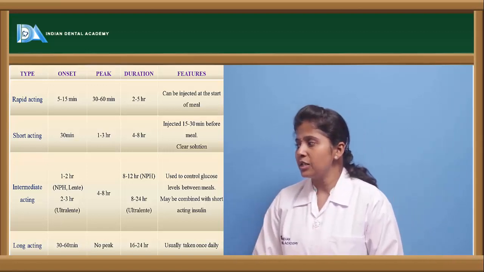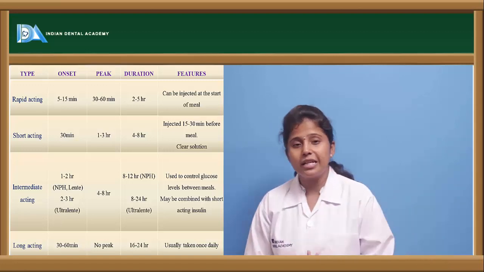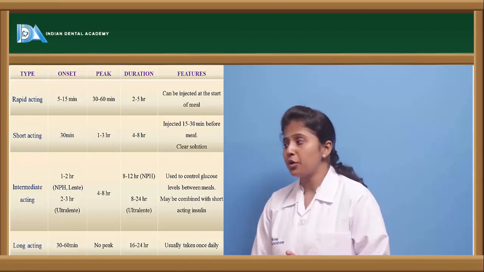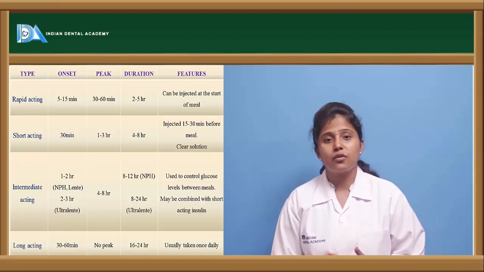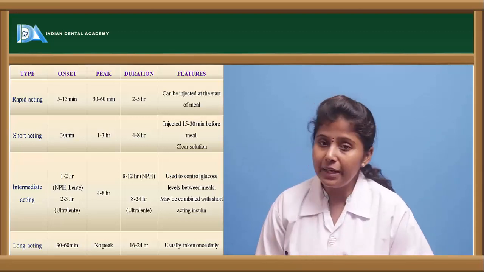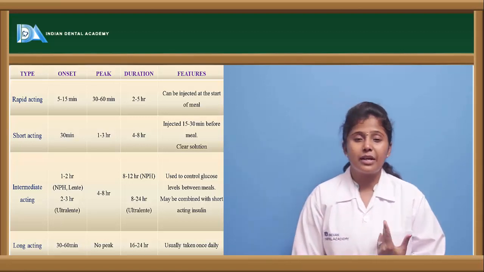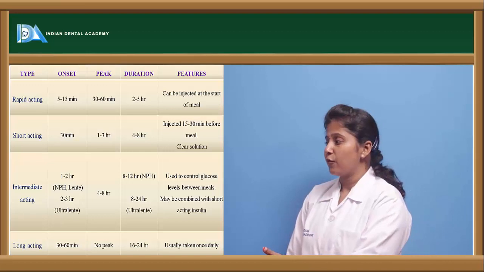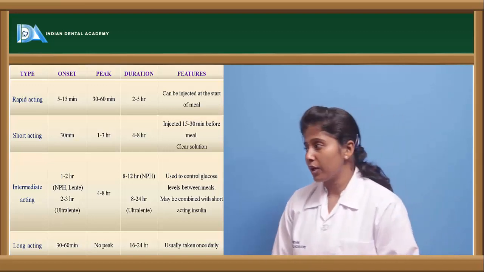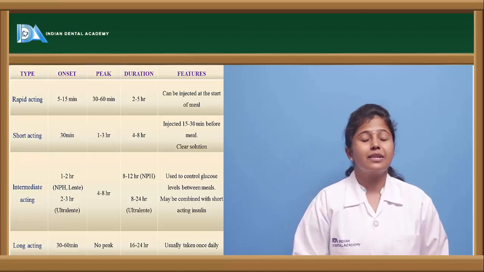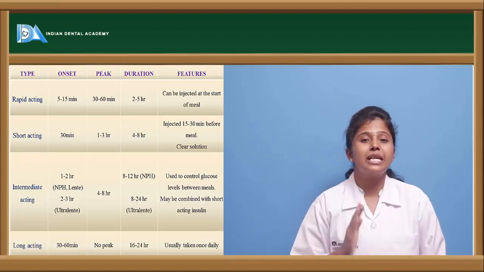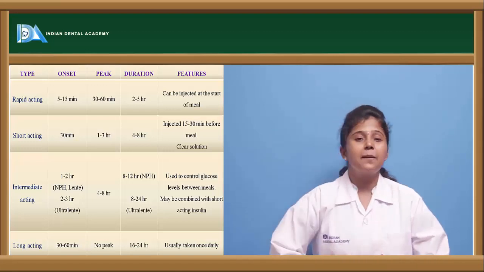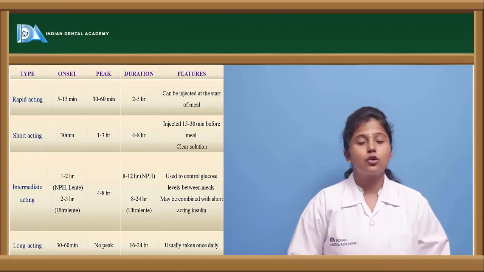In the intermediate acting insulins, NPH has an onset of action of about 1 to 2 hours, whereas ultralente has an onset of action of 2 to 3 hours. The peak action is observed at 4 to 8 hours after administration. The duration of action of NPH is about 8 to 12 hours, and for ultralente about 8 to 24 hours. These are used to control glucose levels when administered in between the meals, and they can be combined with short acting insulin preparations in order to show a better effect.